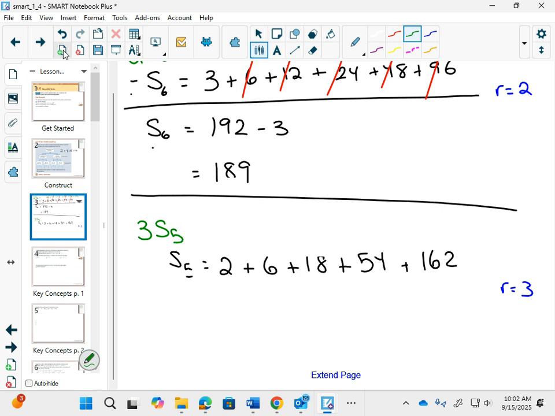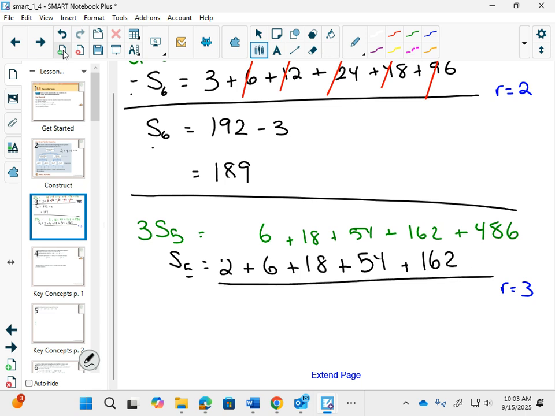What would that do? Well, the 2 would become 6, the 6 would become 18, the 18 would become 54, the 54 would become 162, and the 162 would become, oh my goodness, 486. Yes, okay. And now if I subtract, well, this time 3 sums minus 1 sum, I would still be left with 2 sums.